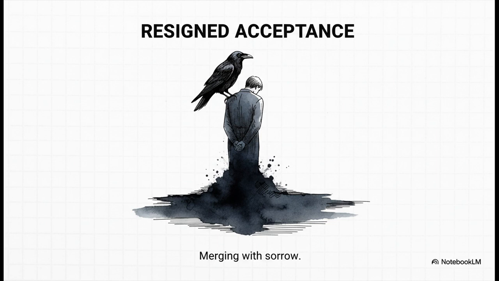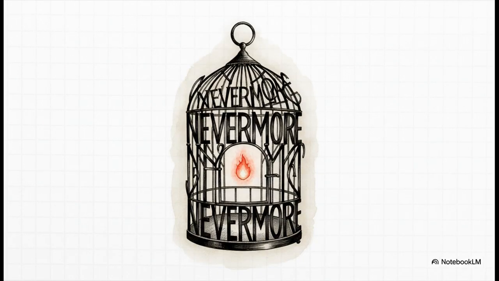Instead, he merges with it. He becomes a soul that is completely and totally integrated with its own sorrow, accepting that the shadow will never, ever be lifted. In the end, that word, nevermore, stops being just the Raven's answer. It becomes the narrator's entire reality. It's the name of his prison cell, the definition of his existence. It's a linguistic cage built from a single word.